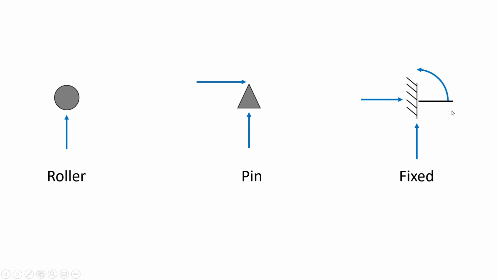So the first one is roller. For roller we have only one reaction over here. For the pin support we have two reactions. For the fixed support we have three reactions, so two forces and a moment.